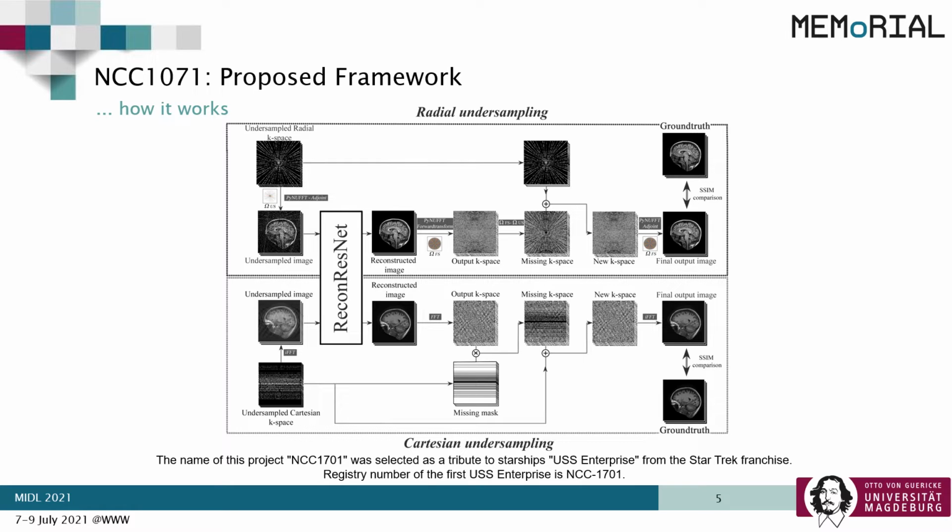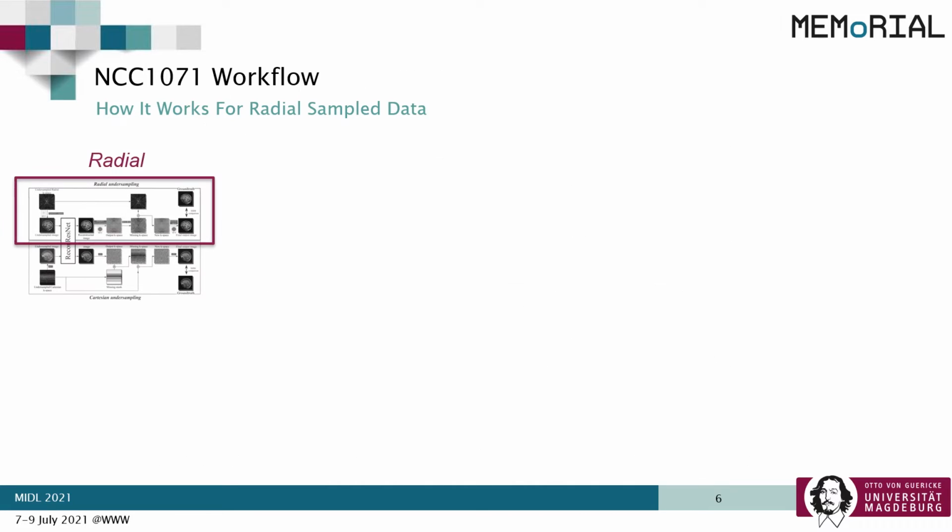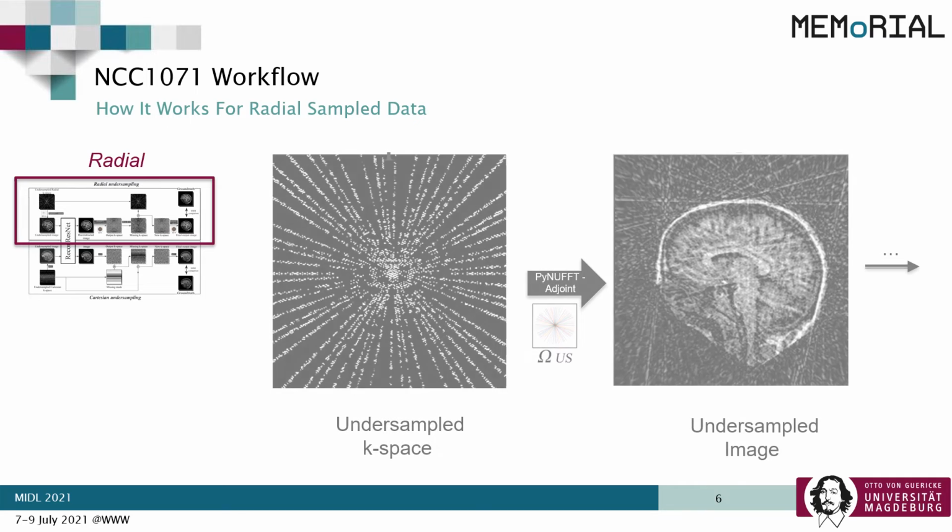The originally acquired data present in the undersampled K-space is replaced in the network's output to obtain the final output of the framework. This is called the data consistency step, and it is widely used during compressed sensing reconstruction of undersampled Cartesian data. Here we are also proposing a similar method for radial undersampling. Now let's have a closer look at the workflows. First, let's have a look at the radial workflow.